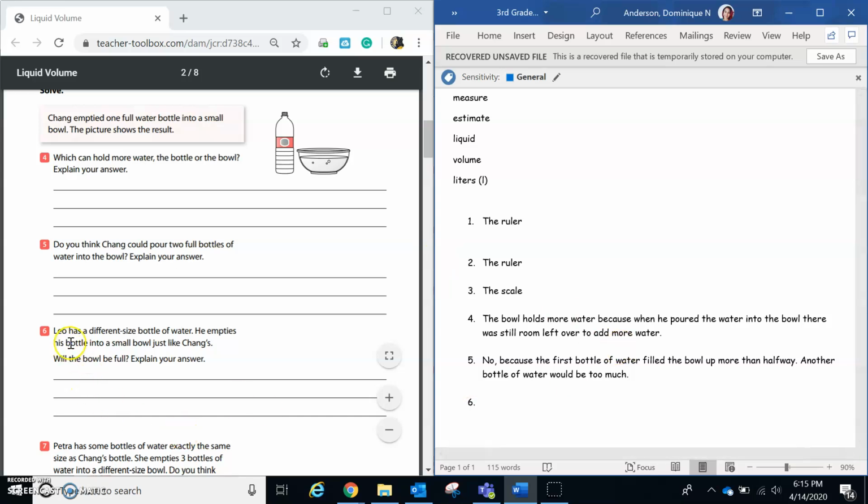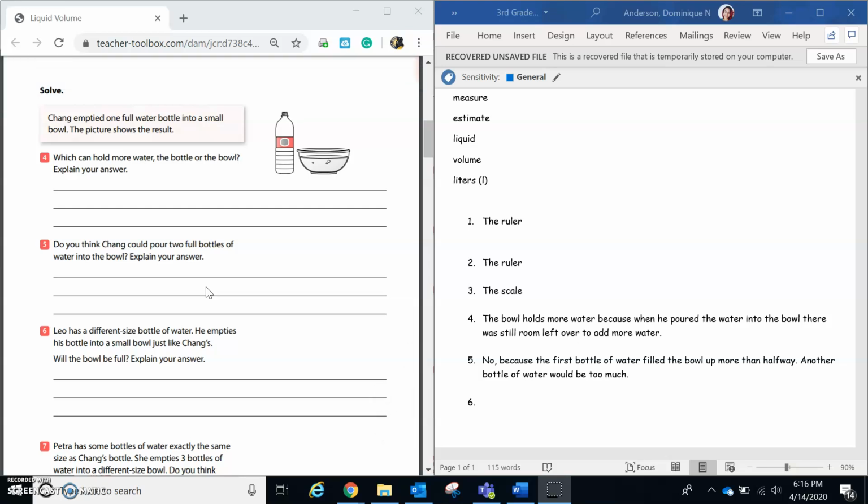Number 6, Leo has a different size bottle of water. He empties his bottle into a small bowl just like Chang's. Will the bowl be full? Explain your answer. All right, so what do you guys think? Leo has a different size bottle than this, and he puts it in another bowl. It's a small bowl. Do you think the bowl would be full? I want us to think. We don't know the size of the bowl. We don't know the size of the bottle. Do we have enough information to truly answer this question?